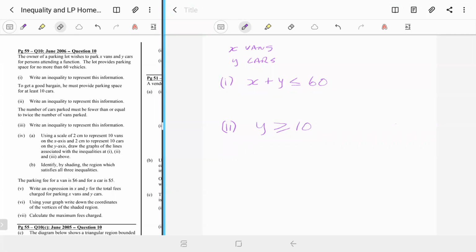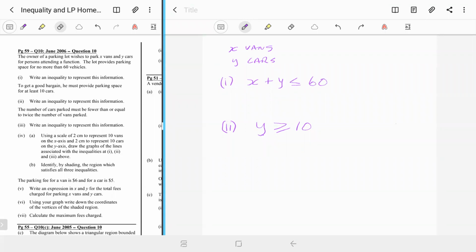The number of cars, which is y, must be at least 10. That means greater than or equal to 10. Simple enough. I know you're just learning it, and I like how you're trying. Keep going, you get it. But that's what it means. This statement means the number of cars must be at least 10. That's a mathematical representation for that statement.